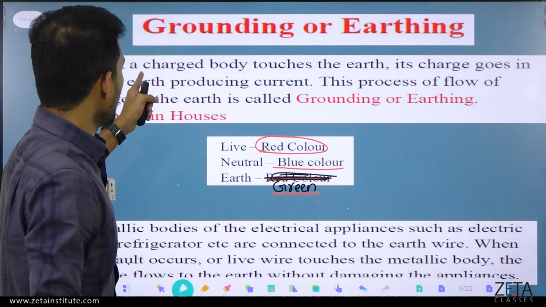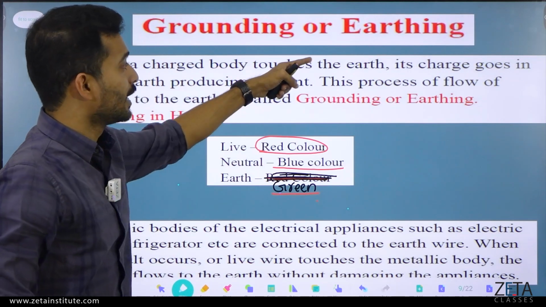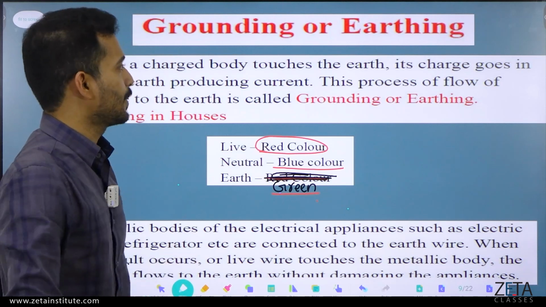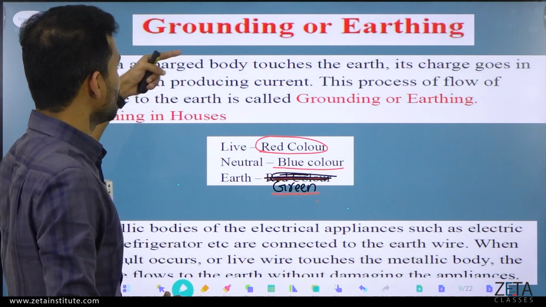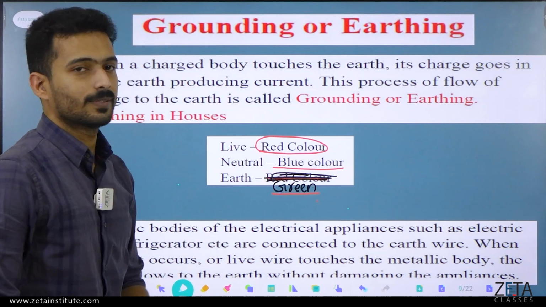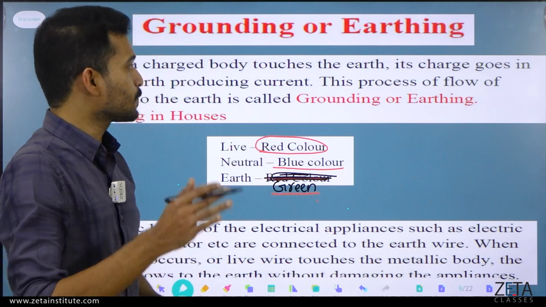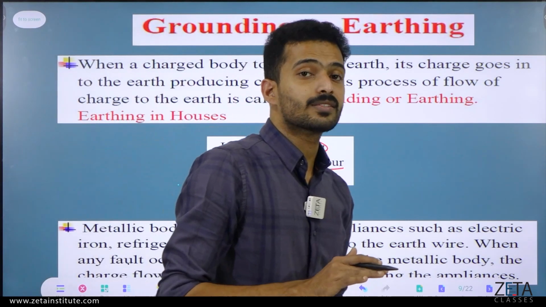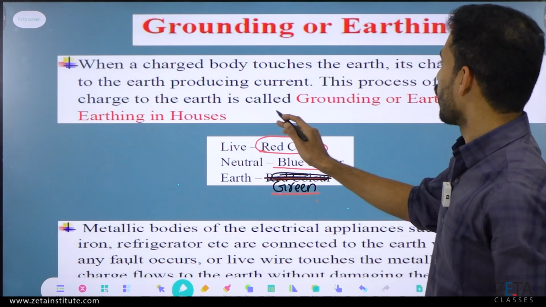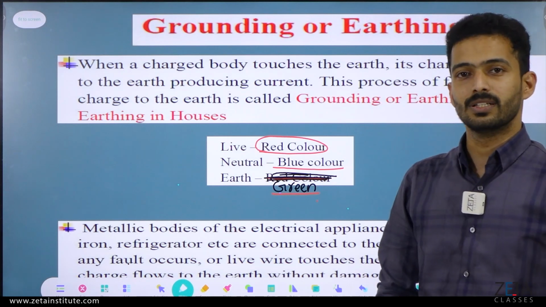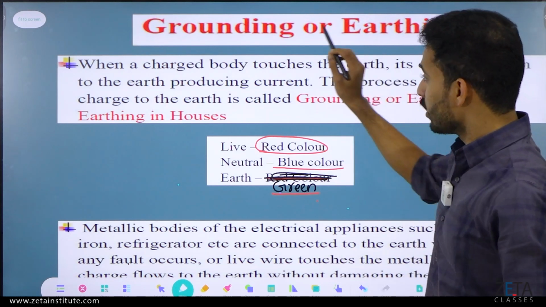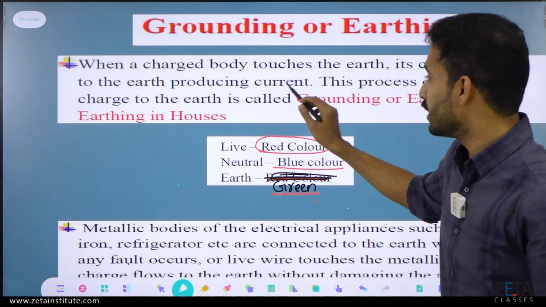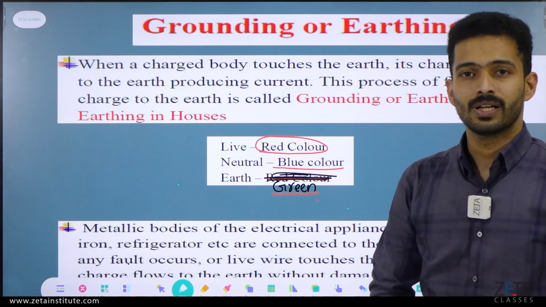Okay, so when a charged body touches the earth, what happens? Its charge goes into the earth, producing current. This process of flow of charge to the earth is called grounding or earthing. What is that? The process of flow of charge to the earth is called grounding or earthing.